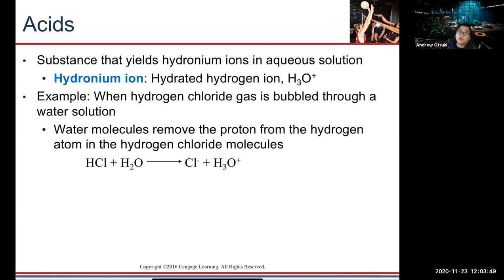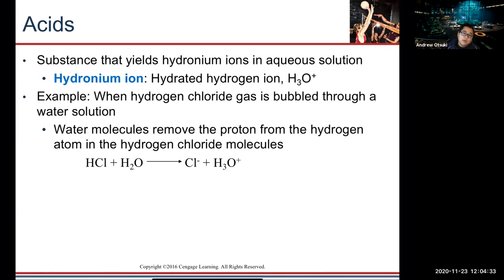Okay. Now we're going to talk about acids. Acids are substances that yield hydronium ions, or basically protonated water. The hydronium ion is formed from water reacting to form a bond with a proton in solution. For example, when I bubble in hydrogen chloride gas, it forms hydrochloric acid, and it donates a proton very readily to solution, and the water picks it up to form the hydronium ion H3O+. That's because hydrochloric acid is one of the strongest acids in existence.